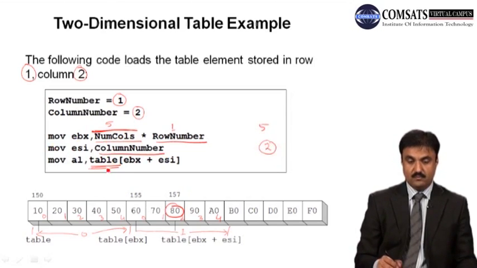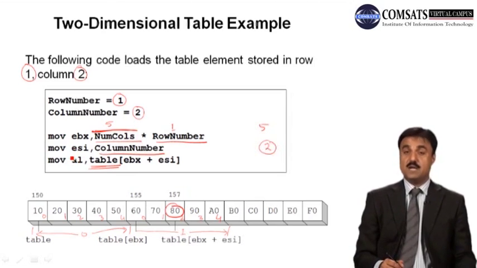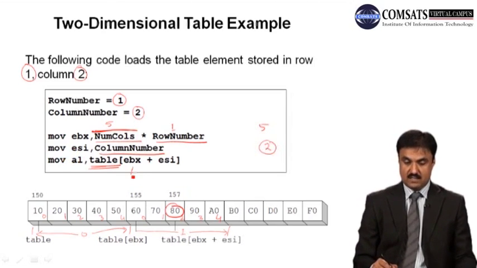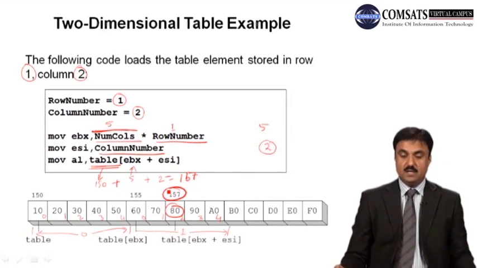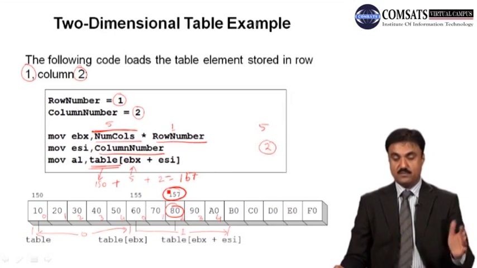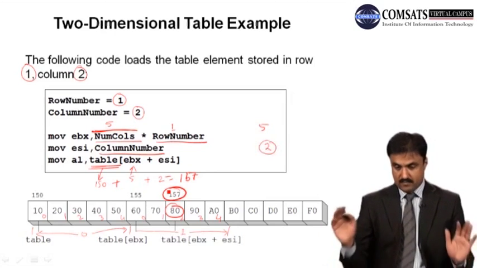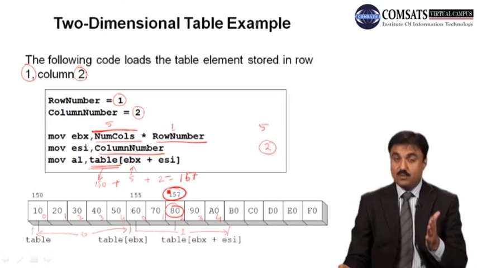Table has the base address or the starting address. So EBX is equal to 5, ESI is equal to 2, so the sum is 7. Table is a variable, and this variable shows the starting address, which is equal to 150. So 150 plus 5 plus 2 gives 157. Whatever value is stored at 157 will be accessed, and the value will be transferred to the AL. So here you can see in this example we are using the table.